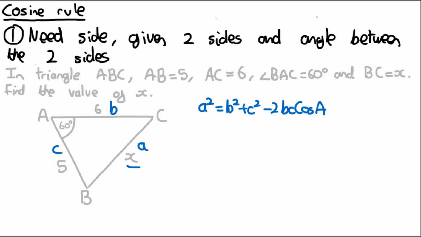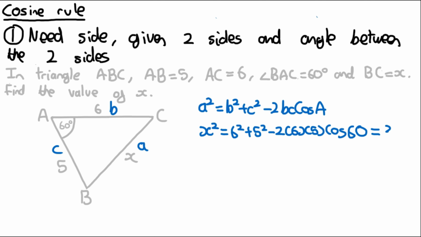So it's going to be a squared, which is x, so x squared is equal to b squared, which is 6, so 6 squared, plus c squared, which is 5, so plus 5 squared, minus 2 times 6 times 5, and then cosine A, which is cosine of 60. And if you put this all into a calculator, you get out the value of 31. So therefore x squared is equal to 31. So in order to find x, we just need to take the square root. So x is going to be equal to root 31.